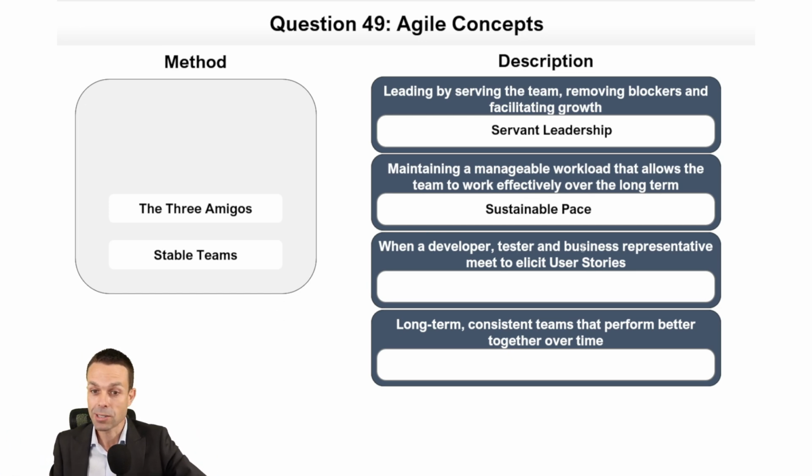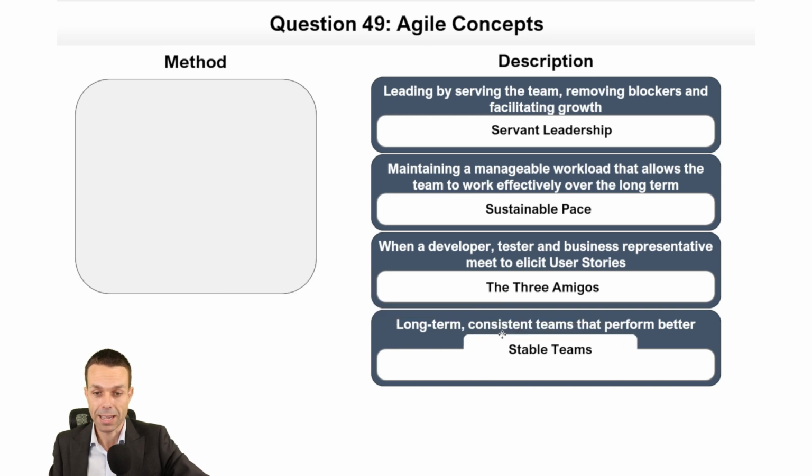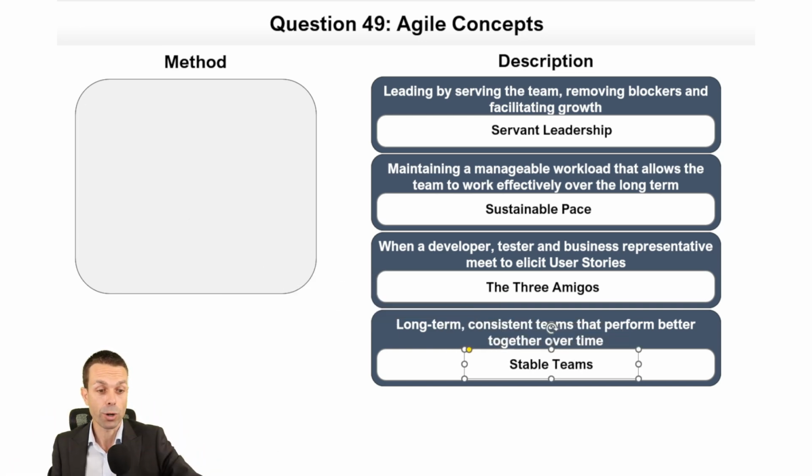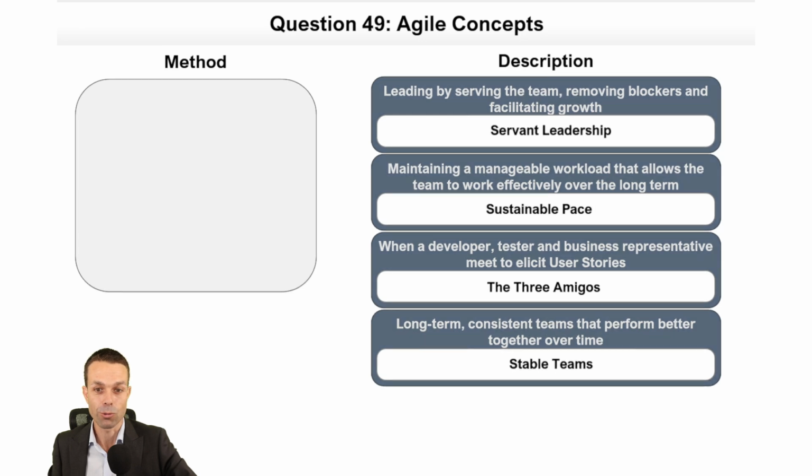When a developer, tester, or a business representative meet to elicit user stories, those are our three amigos, or the triad of those, the developer, tester, and customer, we might call them too. Stable, long-term, consistent teams that perform better over time are stable teams. And those are the teams we want so they can grow that intellectual property and information about the system. And then we get into that performing stage for Tuckman's ladder, which is also really, really good.